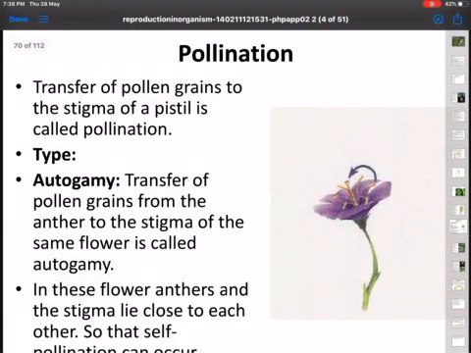Now, a process called pollination helps the pollen grains to travel to the stigma and then fall on the stigma with the help of some chemicals that are secreted in the stigma. The pollen grains stick to it and travel through the pistil. And this process of pollen grain reaching the functional ovum is called pollination. So transfer of pollen grains from anther to stigma is called pollination.